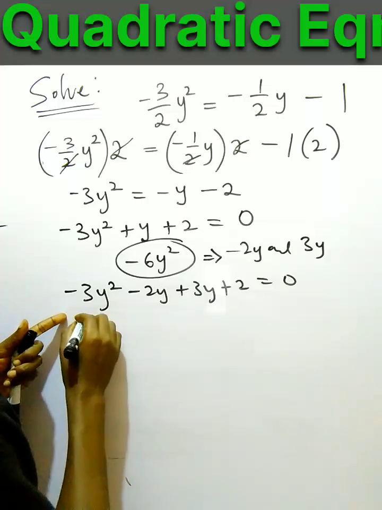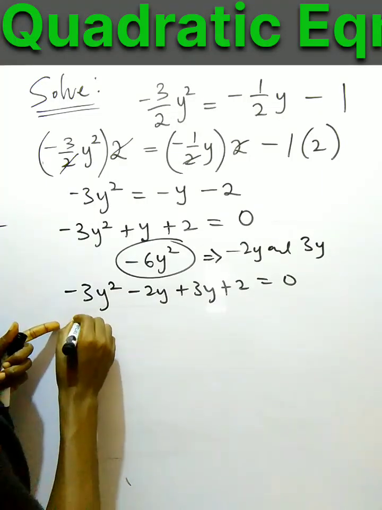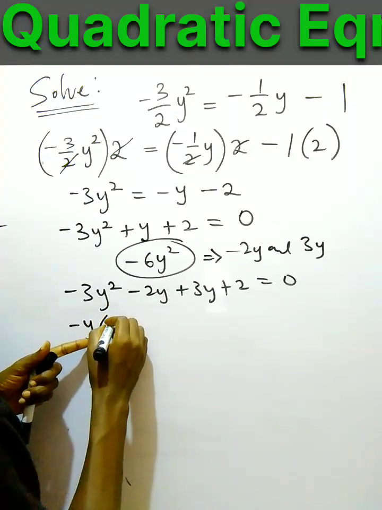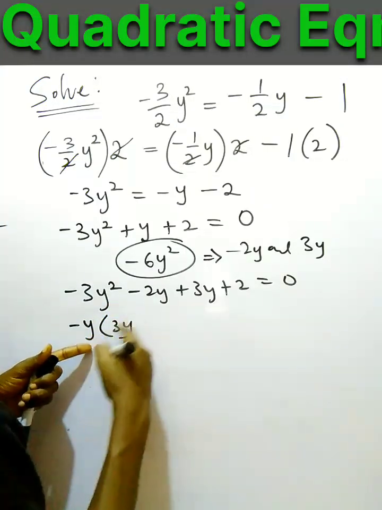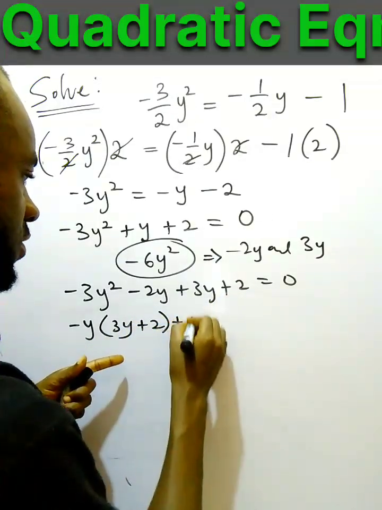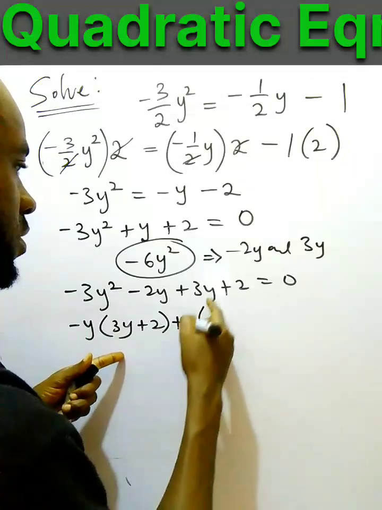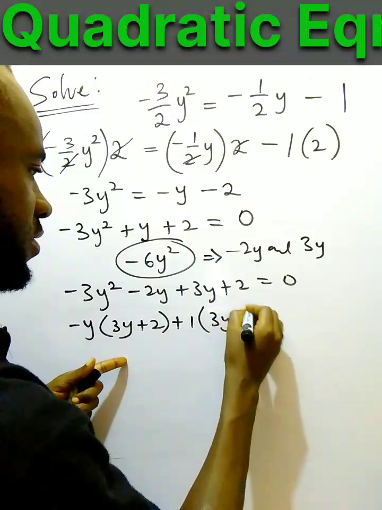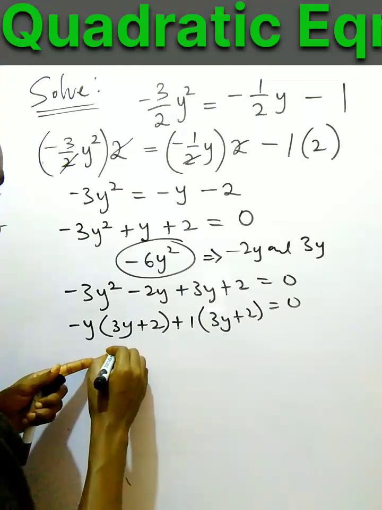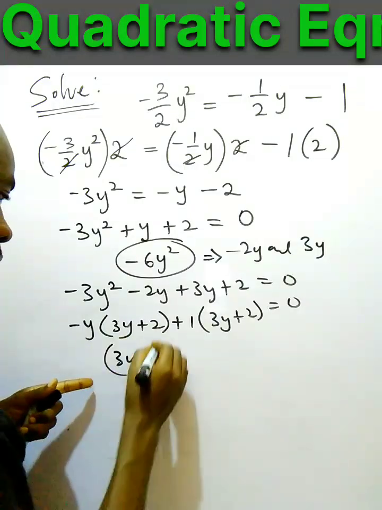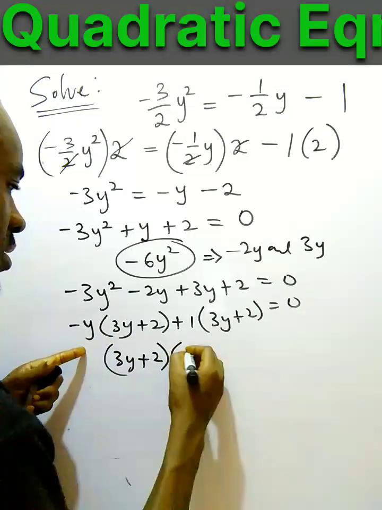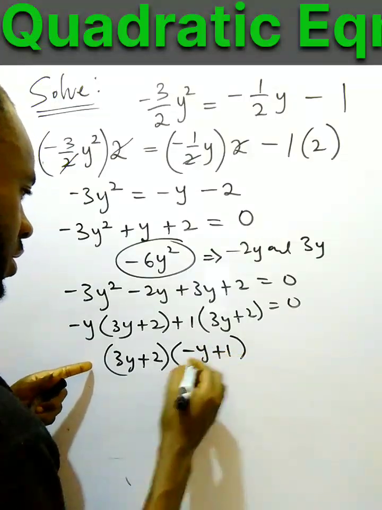From here, I'm going to have that my minus y is common. I bring it out. Here, minus y divide this, that will give me 3y. Minus y divide this, that will give me plus 2. Here, 1 is common, so 1 divide this, 3y, 1 divide this, 2. So the 2 things in the bucket are same, so I'm going to just pick one, and then these 2 outside the bucket, which is minus y plus 1, and 3y plus 2, and then equal to 0.